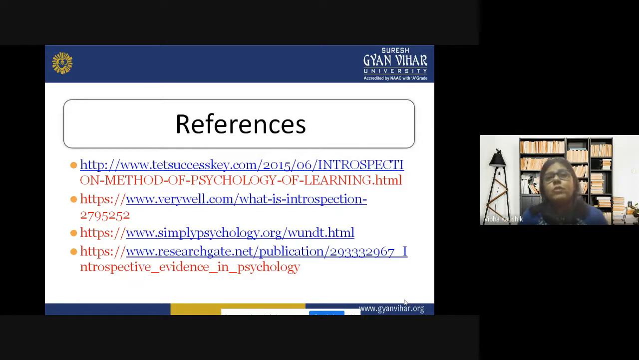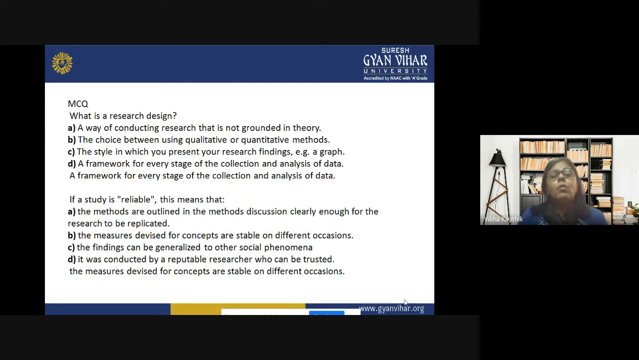So, students, today we have discussed the methods of educational psychology, the introspection method, and the case study method. For further reading on this particular topic, you can refer to these references. Now, let us discuss some MCQs.